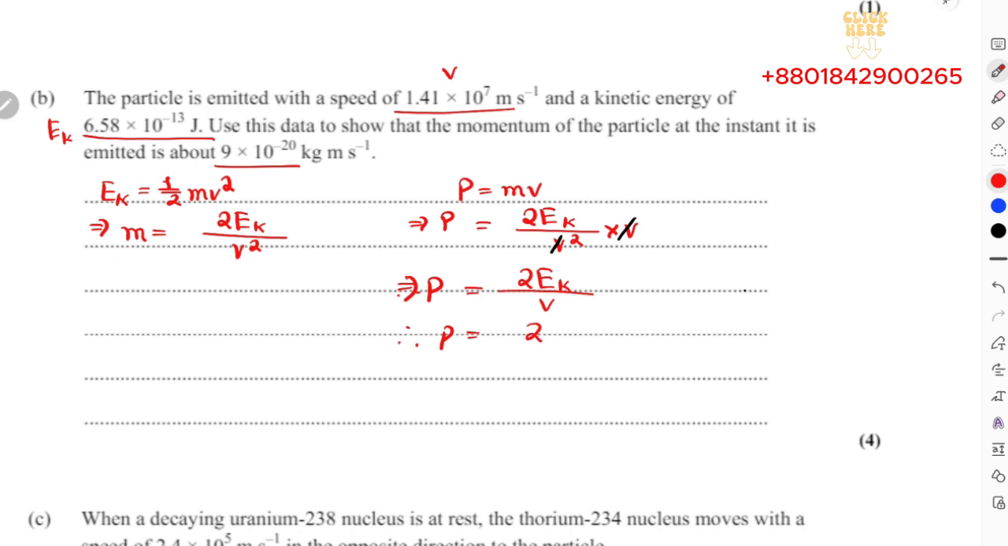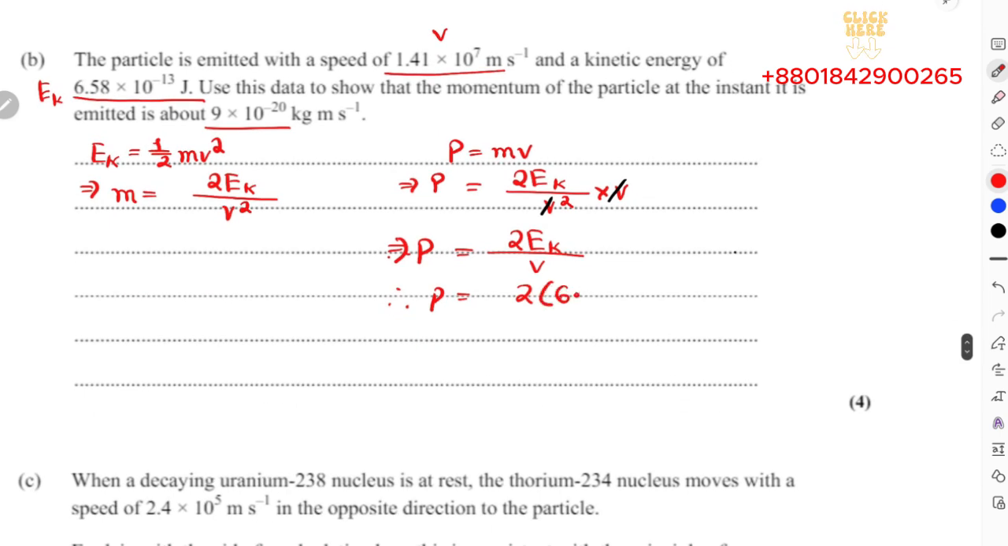So it is going to be twice the kinetic energy, which is 6.58 multiplied by 10 to the power of negative 13, divided by 1.41 times 10 to the power of 7.